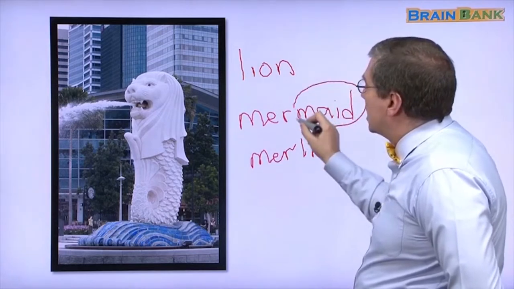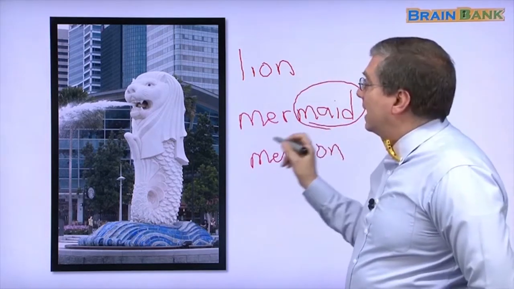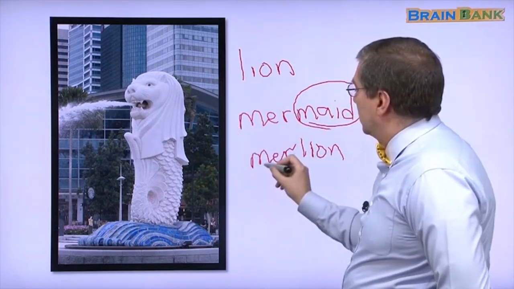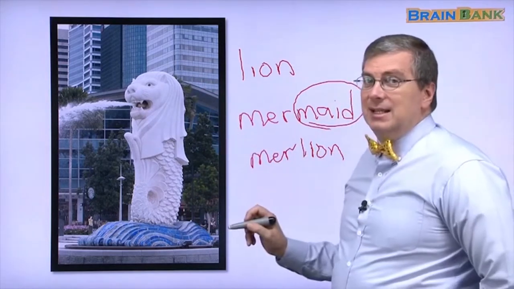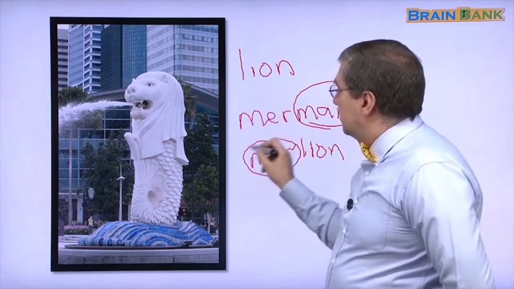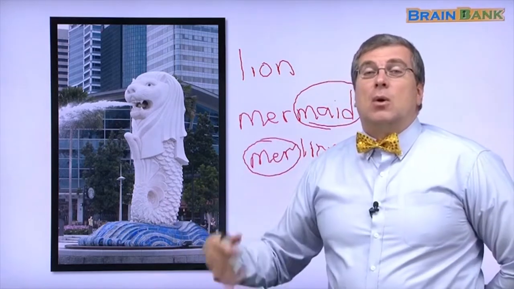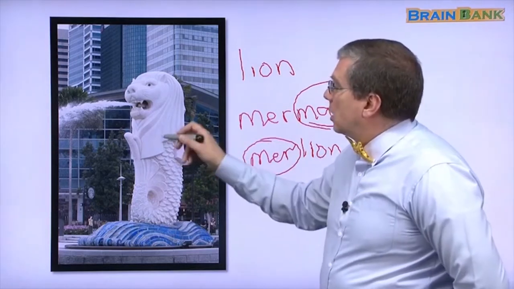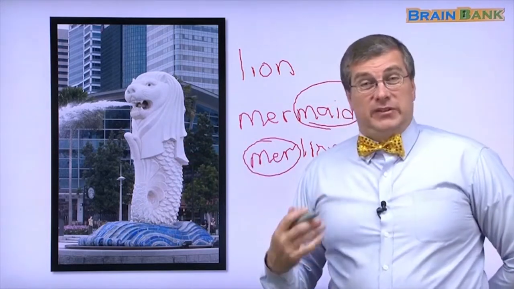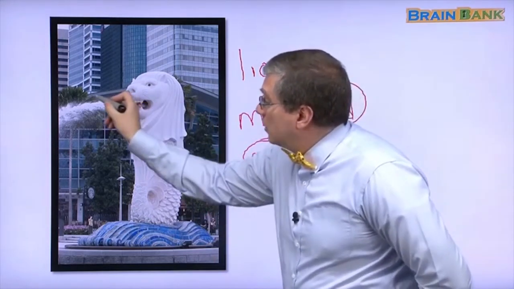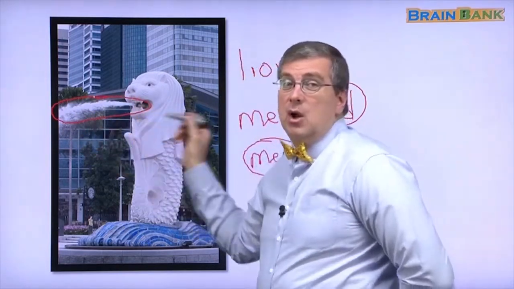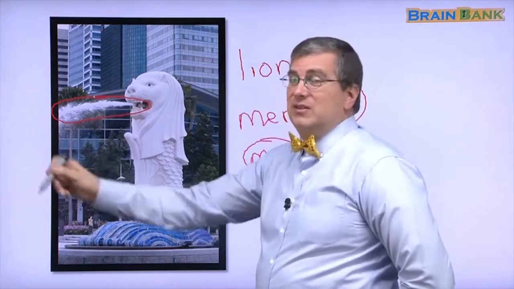A maid is a young woman. A mermaid is a woman and fish. But this is lion and fish. So this is a merlion. By the way, mer means sea or ocean. Okay? So merlion. This is a merlion in Singapore. It's a stone statue. It's also, you see, what's this? This is water. Water is coming out of its mouth.